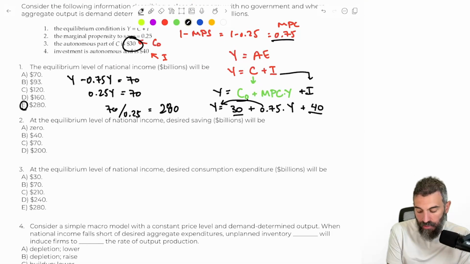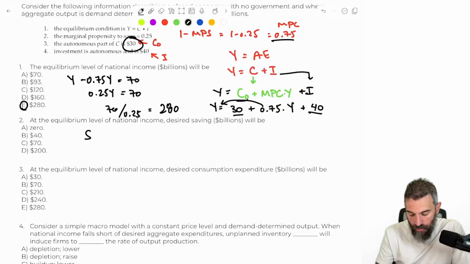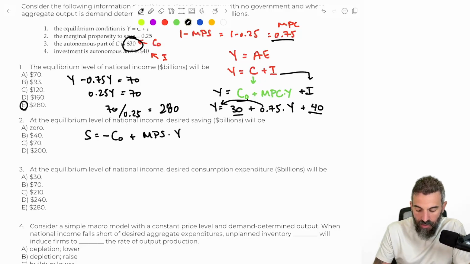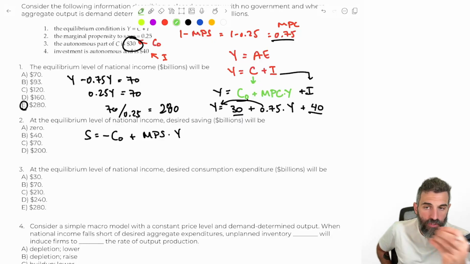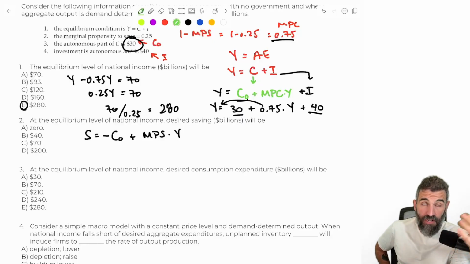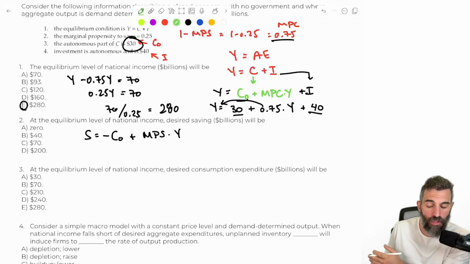Number two: at the equilibrium level, so at 280, desired savings would be what? Remember your savings function is minus C0 plus your MPS times Y. Why minus C0? Remember that your autonomous consumption is going to happen regardless. So even if your income were zero, you'd have to spend money. That money would come directly out of your savings. So your savings automatically start off at negative whatever your autonomous consumption is.